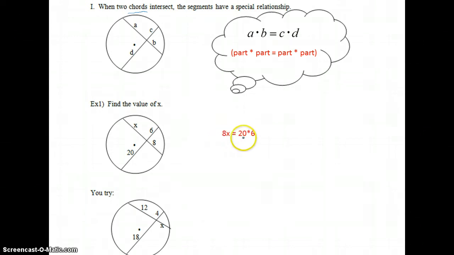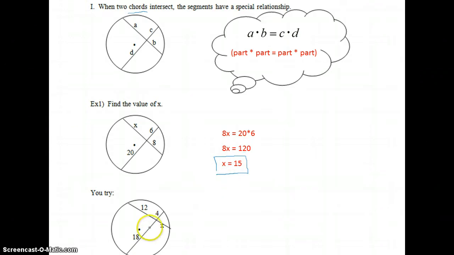So 8x equals 20 times 6. My next step, I will multiply 20 times 6. 8x will equal 120, and if we divide both sides by the 8 in order to isolate my x value here, I will solve to get x equals 15. So 15 is my final answer.